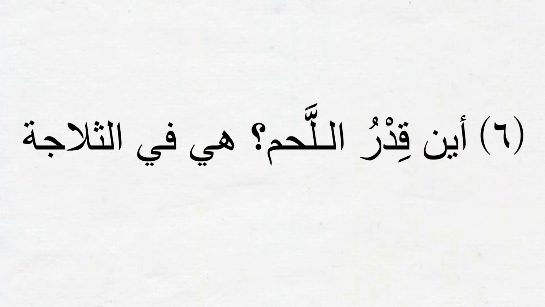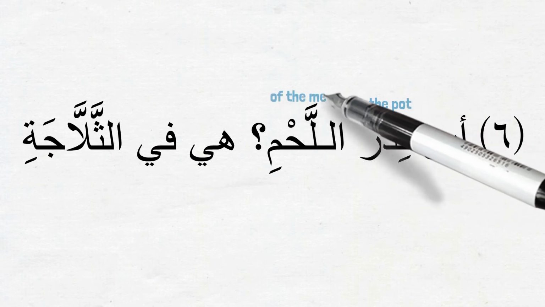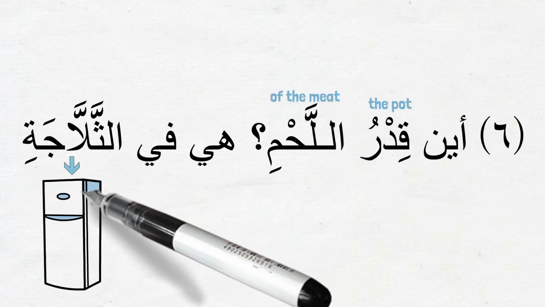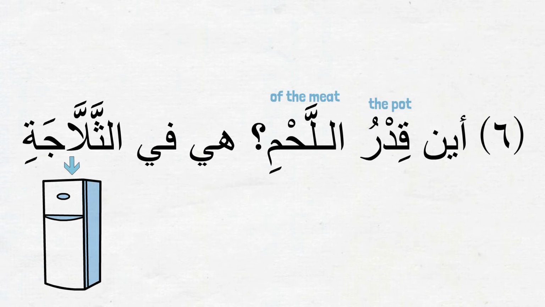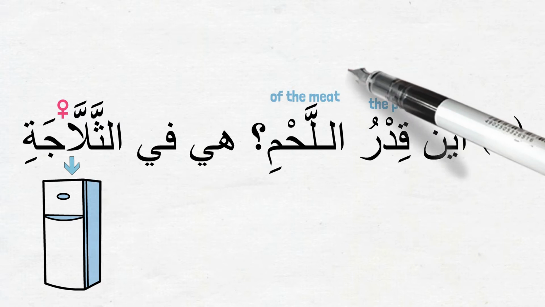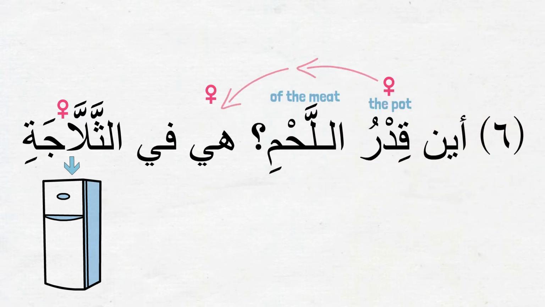أين قدر اللحم؟ هي في الثلاجة. Where is the pot of the meat? It is in the refrigerator. So الثلاجة means the refrigerator. And it is a مؤنث اسم as indicated by تا مربوطة ending. Also, if you remember from our last video tutorial, the اسم القدر is مؤنث even if it looks like مذكر. That is why ضمير here is being used for قدر here in the answer.